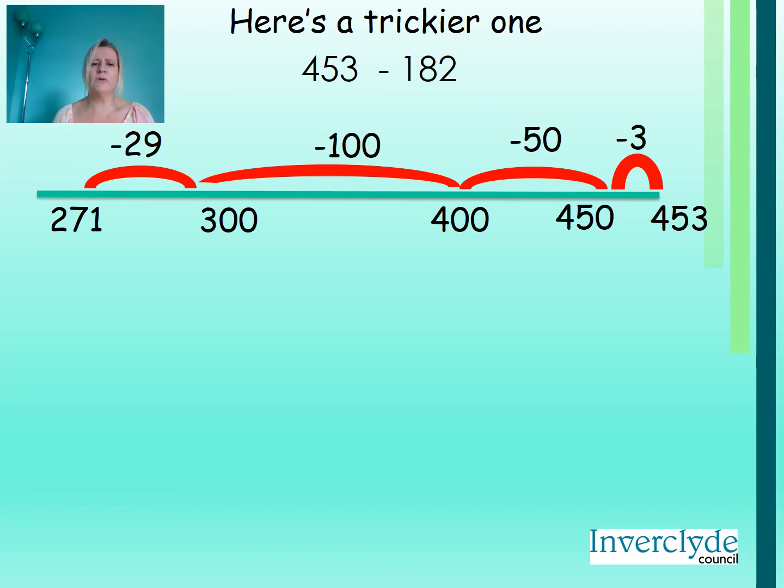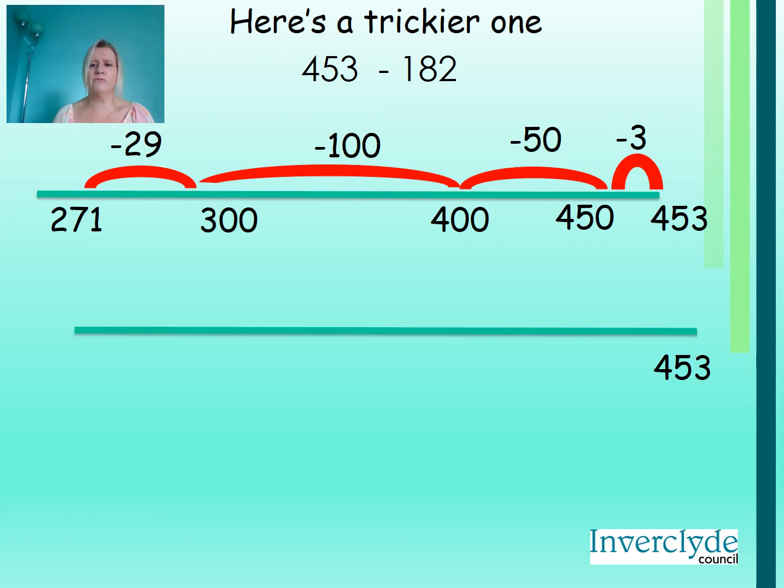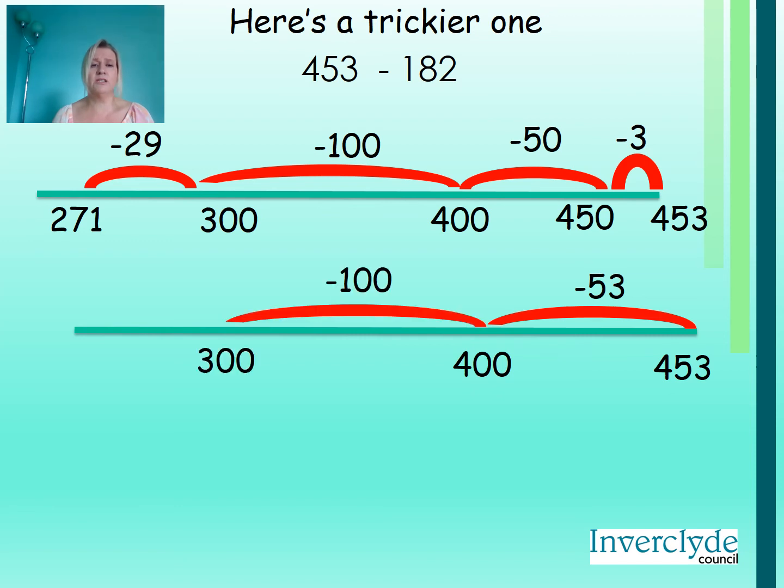I'm quite good at taking away from hundreds numbers, but you could have taken away a 10 and a 10 and a 9 to get to 271. Here's another way I thought of. I'm still starting at 453, and instead of building a bridge of 3, I'm building a bridge of 53, which takes me all the way back down to 400. Then I'm taking away my 100, and then I'm taking away my 29, and my answer is 271.